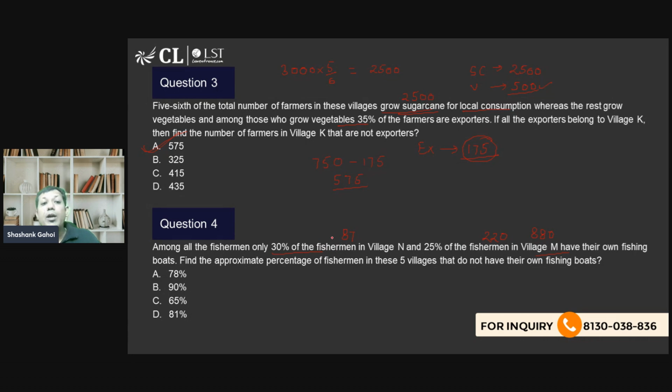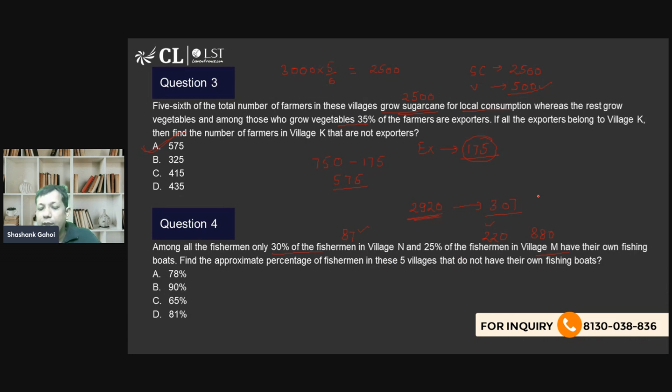So basically, among all the fishermen, the total number of fishermen is 290. We have already calculated that out of that, 87 and 220 have their own fishing boats. So the question is saying out of 2920, 307 fishermen have their own boats, and so basically the remaining people don't have boats. The question is saying find the approximate percentage of fishermen in these 5 villages that do not have their own fishing boat.